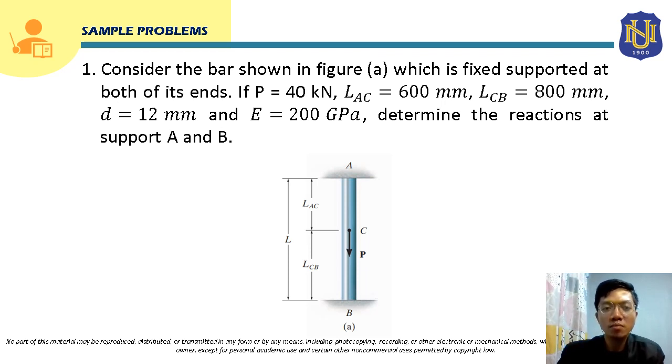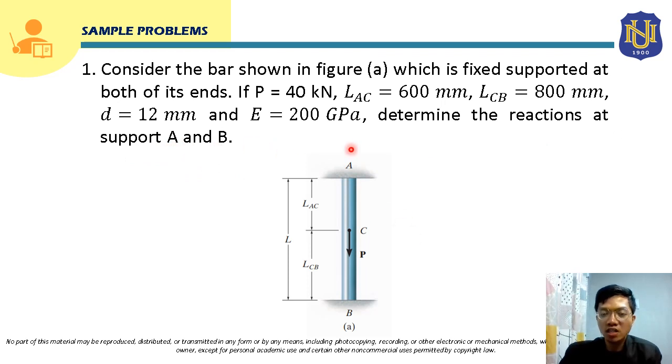For sample problem number 1, consider the bar shown in the figure, which is fixed supported at both of its ends. If P is 40 kilonewton, length AC is 600 millimeter, length CB is 800 millimeter, and the diameter of this bar is 12 millimeter, and its modulus of elasticity is 200 gigapascal, determine the reactions at supports A and B.